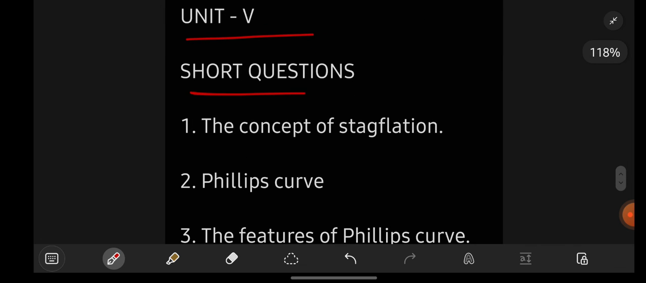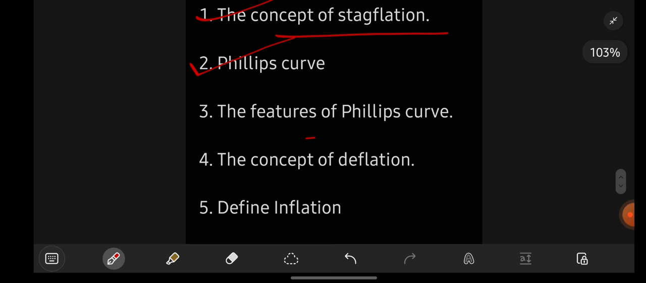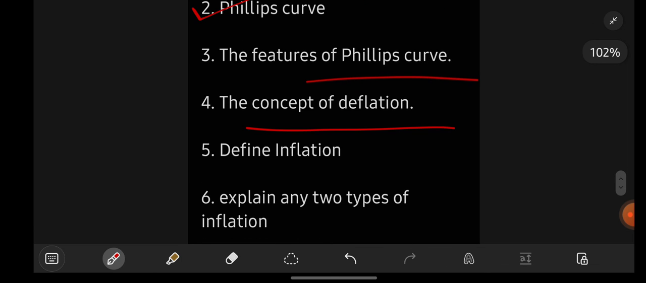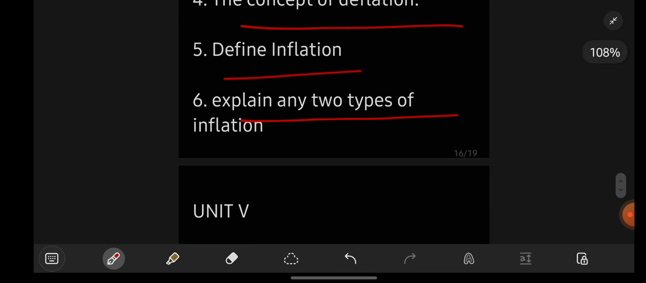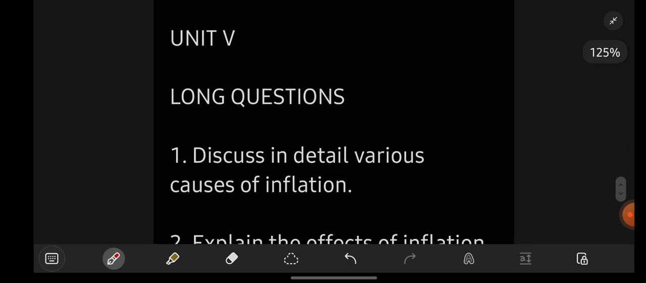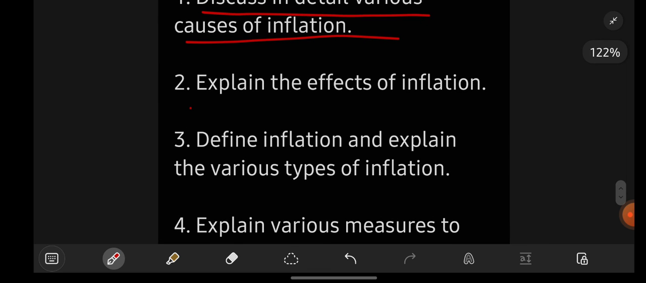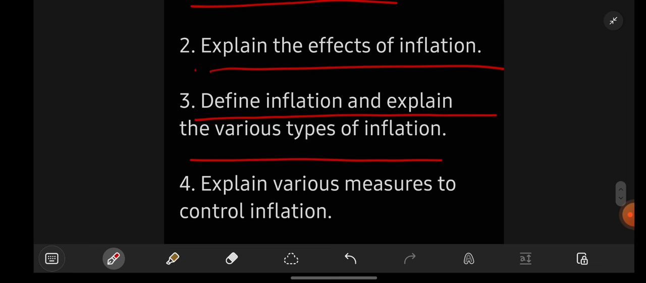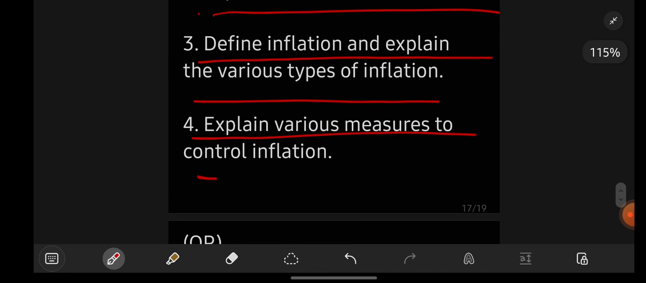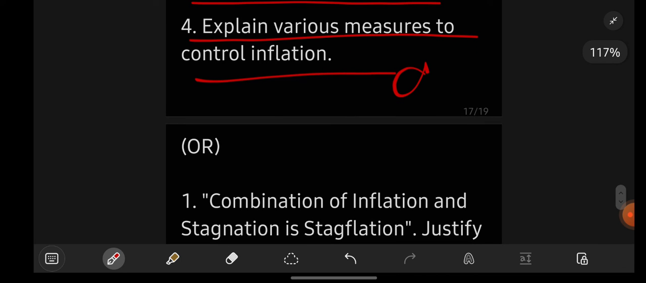Then we have unit 5, short important questions. The concept of stagflation, Phillips curve features, concept of deflation, and define inflation. Explain any 2 types of inflation. Long important questions you can see. Discuss in detail various causes of inflation. Then explain the effects of inflation. Define inflation and explain the various types of inflation. Explain various measures of control of inflation. If you are perfect with these four, you will be able to write A.